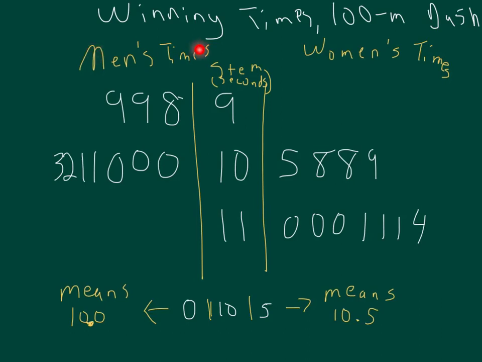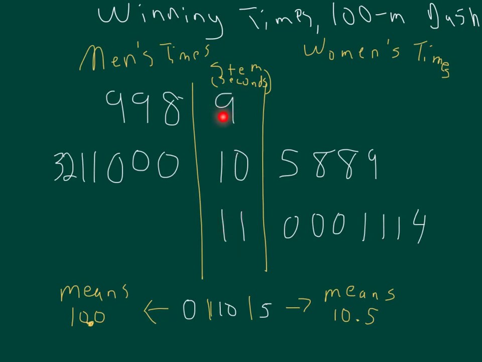Now, let's pretend that none of this right here was there at all, and all you saw was from here over. It would look kind of similar to what we've done before. You have our title right here, which says it's the women's times. We have our stem, which is in seconds. We have 9, 10, and 11.